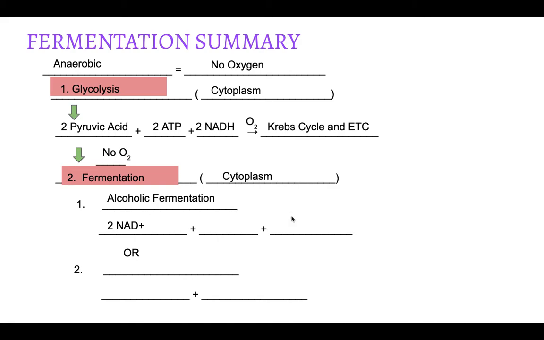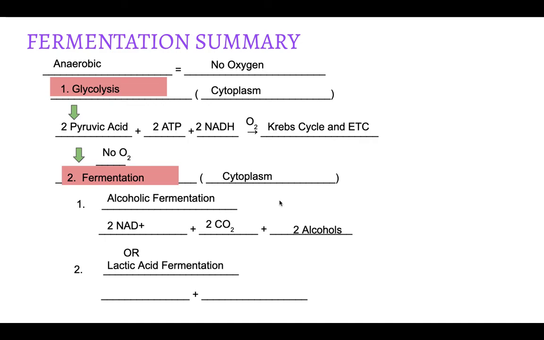And it produces two molecules of NAD+, two molecules of carbon dioxide, and two alcohol molecules of some kind. This type of fermentation is really common in yeast. It also happens in fruit, right?